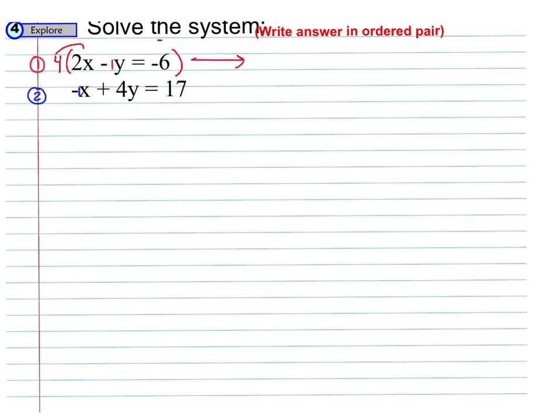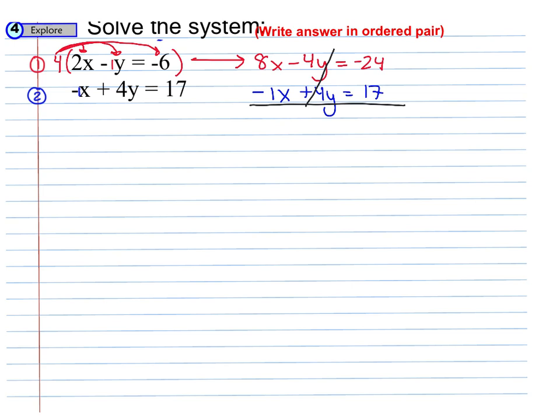So 4 times this is going to give me 8x. 4 times this is going to give me negative 4y. 4 times negative 6 is going to give me negative 24. The bottom equation is going to stay the same. So equation 2 is going to stay the same. So that's going to be just negative 1x, or negative x, plus 4y is equal to 17. I'm going to draw the line and just add straight down. These are eliminated. That's what I wanted to do.